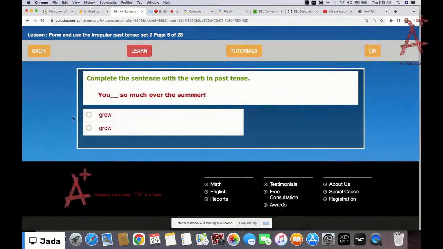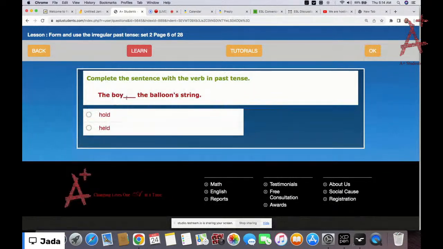Now you dashed so much over the summer. You grew or you grow? Is it going to be you grew so much over the summer or you grow so much over the summer? So which one is it? So is it gonna be grew? Okay, everybody says grew. Perfect. So I'm sure that we are all getting it now.